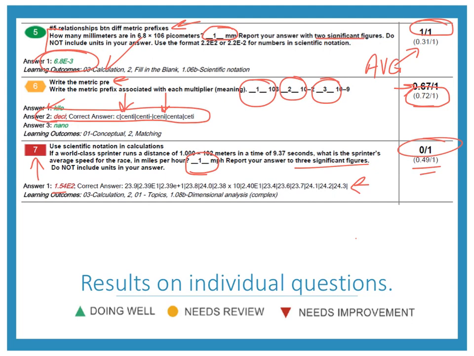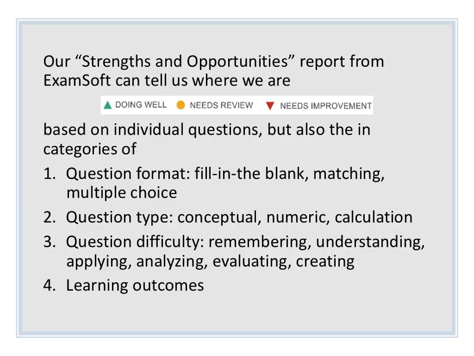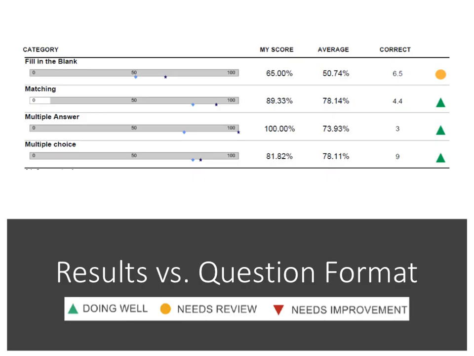Once we understand the questions we got correct, the questions that need a little review, and the questions we got wrong, it's time to step back and look at the overall exam report. In our Strengths and Opportunities report, we tag questions using 4 general categories. We look at the format of the question, the type of question, the level of difficulty, and the learning outcomes from these specific topics in the lecture.